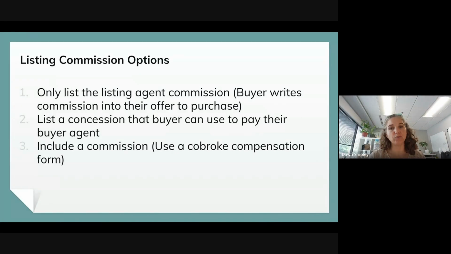Hi guys, I'm going to run you through a couple of different options for how to denote a commission in your listing contract. So this is if you are working with a seller. There's a section in here for commission, and we're going to run through it.